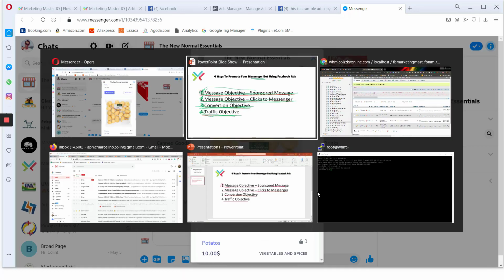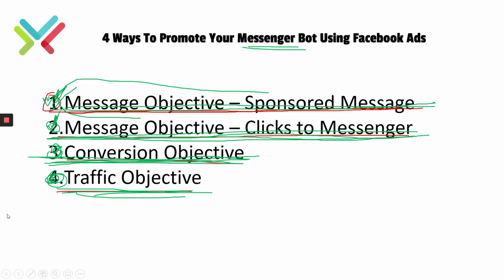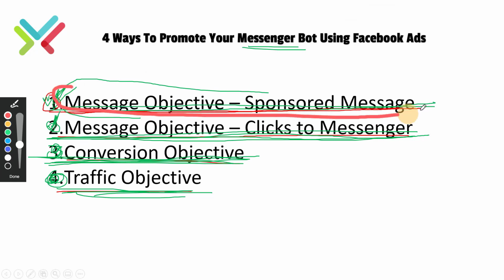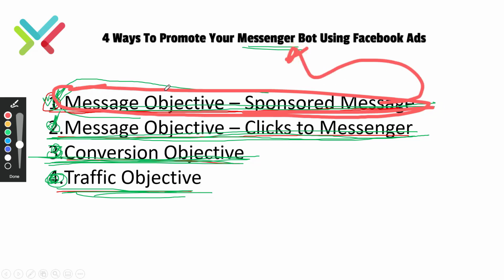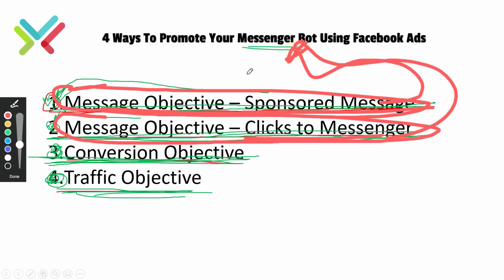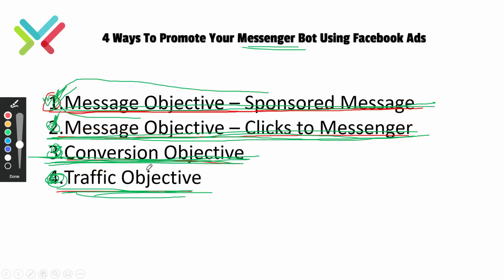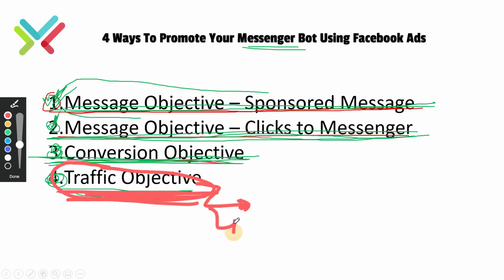So let's take a little recap of what we have discussed so far. We have already discussed how to use the message objective, using sponsored message to promote our Messenger bot. You have also used the message objective, click to Messenger, to promote our Messenger bot. We have also discussed how to use the conversion objective. And for this lesson, we have discussed how to use the traffic objective. Now, for the traffic objective, you can use two destinations here.